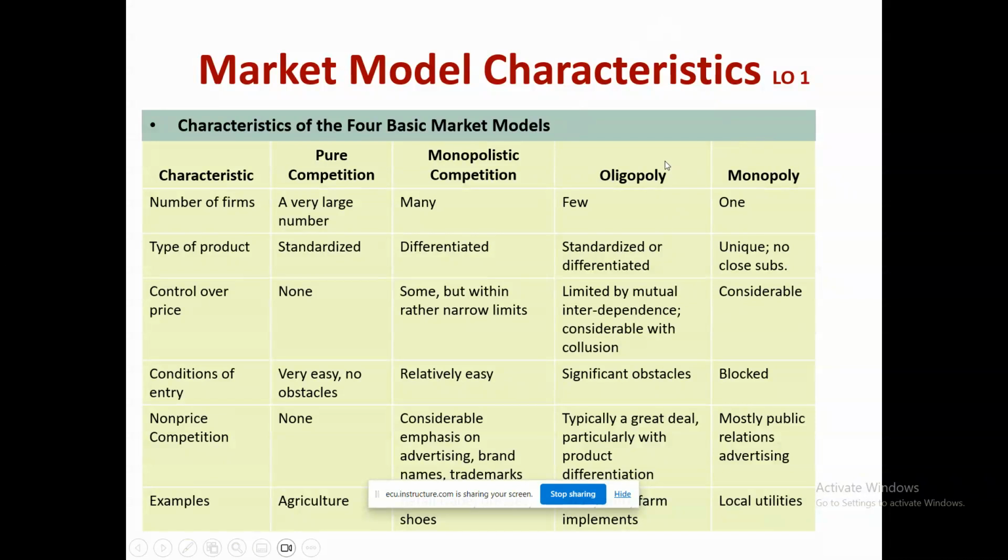The third one is oligopoly. Oli means three. Oligopoly refers to a countable few. The products can be standardized or differentiated. If there are two firms in the industry, it is called a duopoly. The duopoly model is usually used to learn the oligopoly market structure for the convenience of illustration.